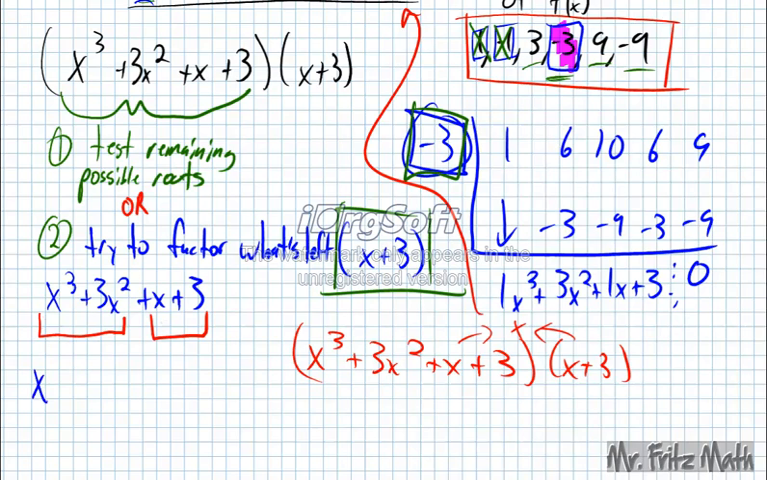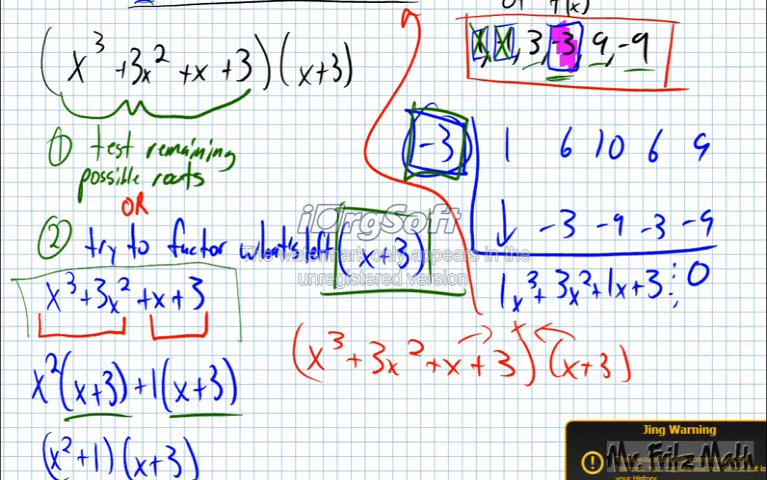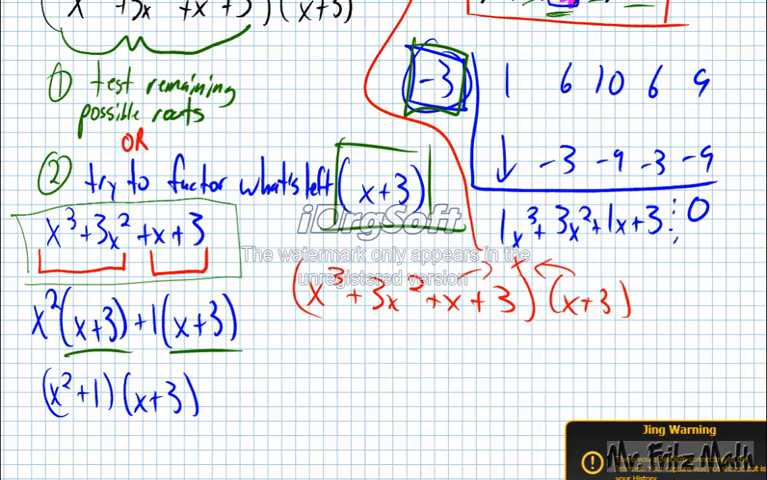I can pull out an x squared from this first group, and I have left an x plus 3, and I can factor out a 1, we'll call it, from that second group and have x plus 3. So now I can pull out a GCF of x plus 3 in both of these groups, and I get back x squared plus 1 times x plus 3. So that's when I broke down just this polynomial here. So my final answer, I need to remember the original x plus 3, this one over here, that I factored out before.